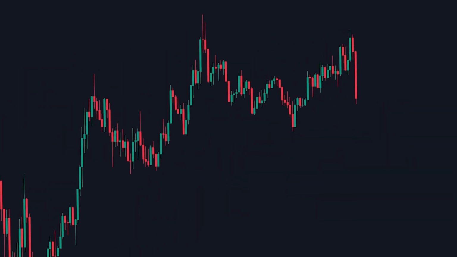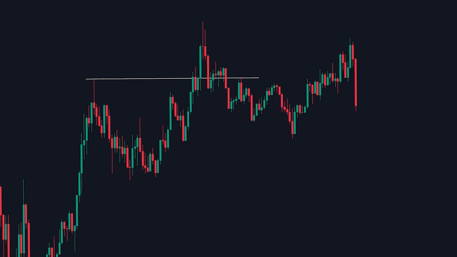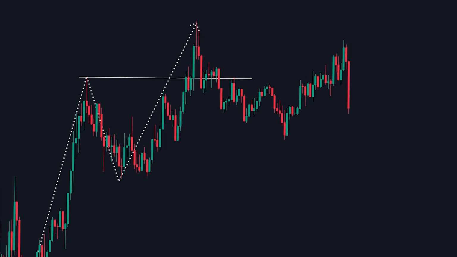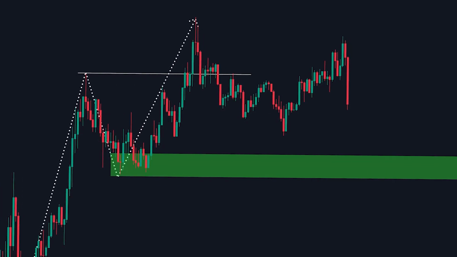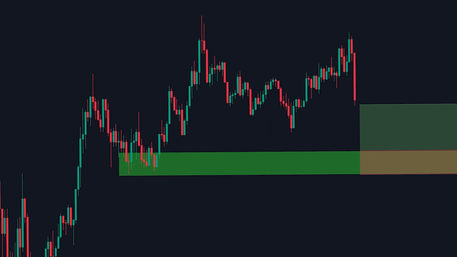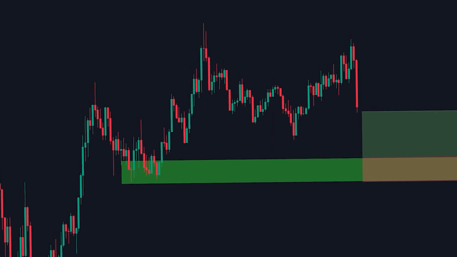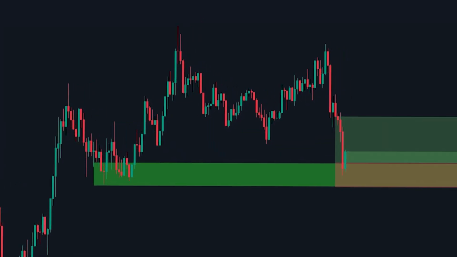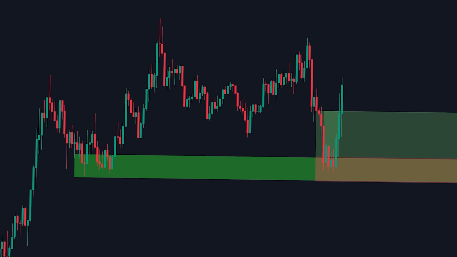Here's another scenario. The price has been trending strongly upward. We identify the structural highs and mark the key zone. Then we place a limit order along with a stop loss and take profit. The trade moves as expected and we secure another profit.